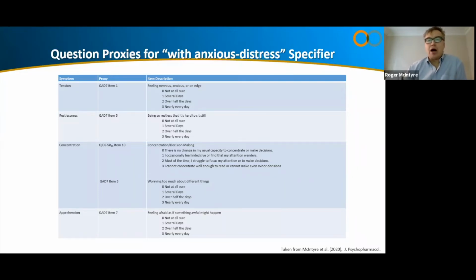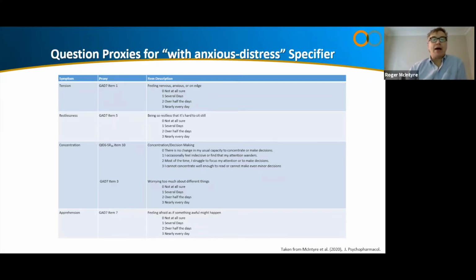We did not include an anxious distress specifier rating scale. Colleagues in the business have validated these types of scales, Mark Zimmerman and others. So what we did is we proxied the definition of anxious distress by taking items from the GAD-7, which is another repeat measure in the program, as well as from the QIDS-SR16.